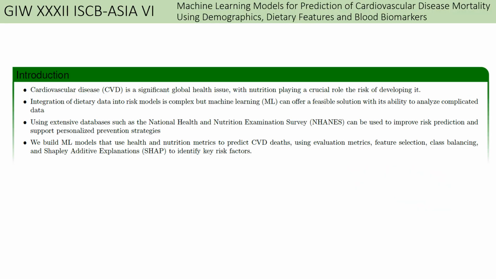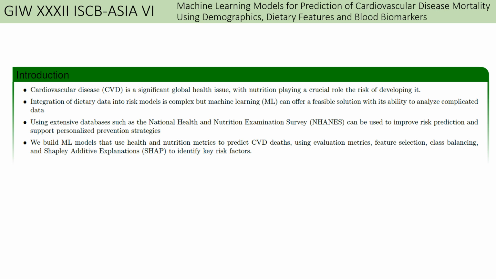This is the introduction. Cardiovascular disease remains a significant global health challenge. Nutrition is a key factor in the onset and progression of cardiovascular disease, highlighting the importance of integrating dietary data into risk assessment models. However, the complexity of dietary data poses a challenge. This is where machine learning comes into play. Machine learning's capability to analyze multifaceted data makes it an invaluable tool in this context.